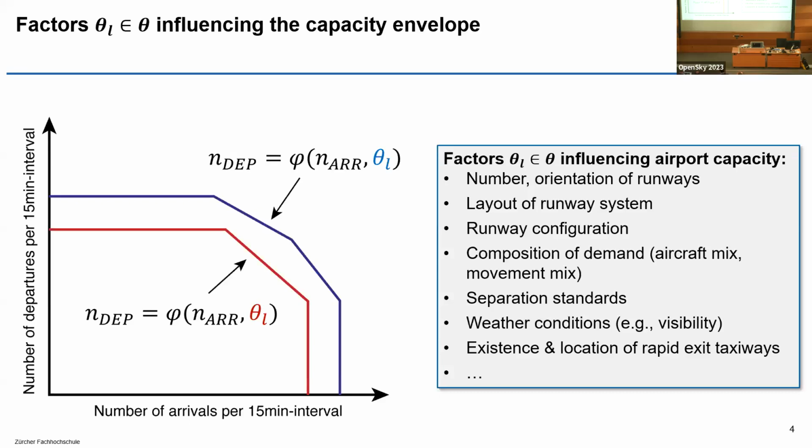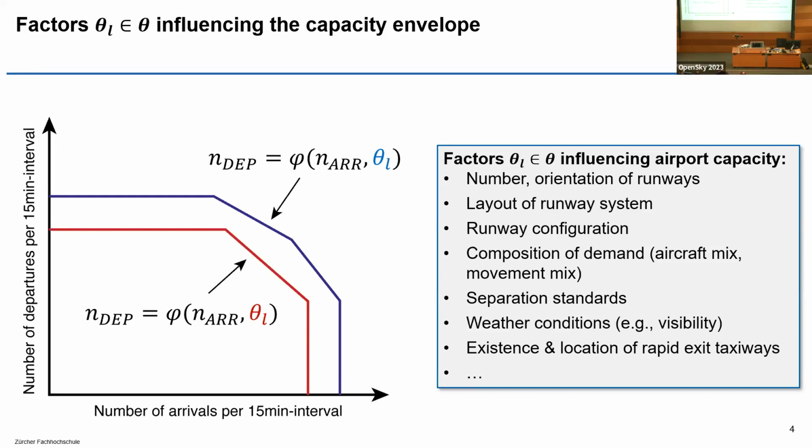Well, of course, this envelope is subject to a large number of factors which affect its shape. On the slide, I provided you with a fictitious example of how weather and more precisely, for instance, visibility could affect this envelope. So the blue curve is the capacity envelope of the airport while the weather is good, whereas the red curve refers to the capacity envelope when the visibility is not good. And you see the red curve is smaller than the blue one, so therefore capacity is lower in this case.